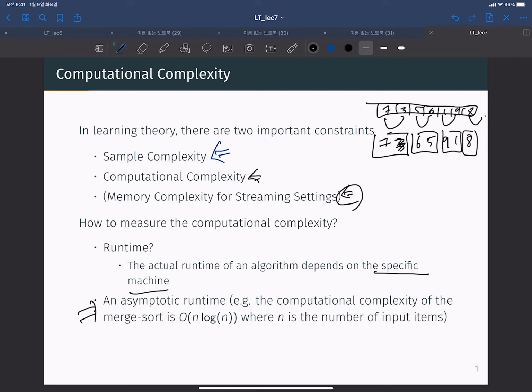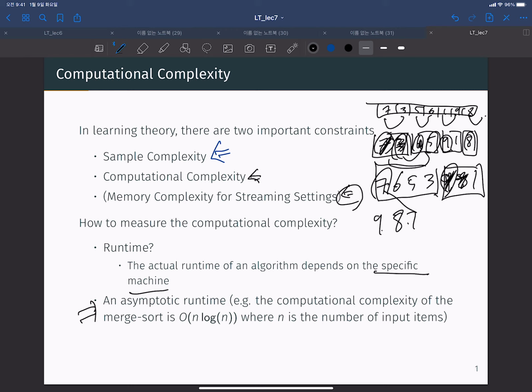And then compare this pair, compare this and this, 7 first. Compare this and this, 6. Compare this and this, 5, 3. Compare this and this, 9, 8, 1. So this is one block, this is one block. Then compare them from the beginning. So 9 first, 8, 7, 6, 5, 3, 1.